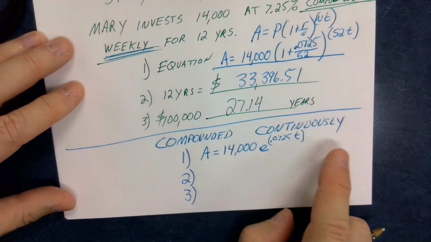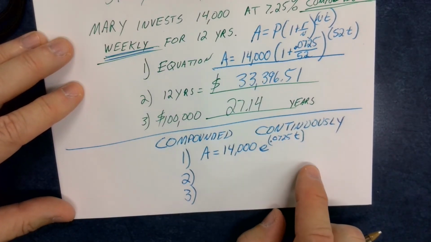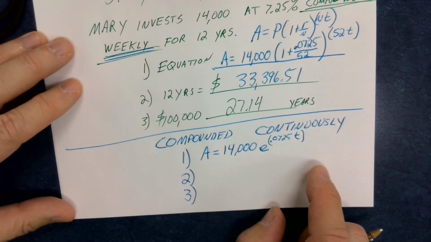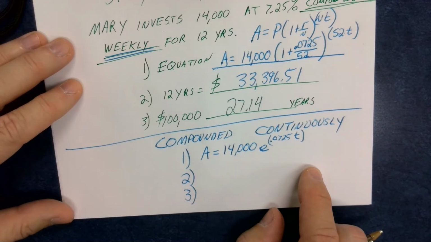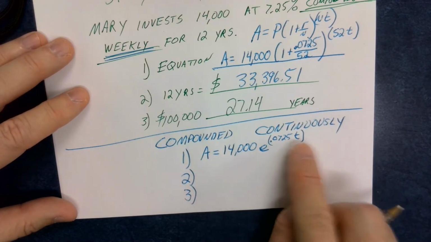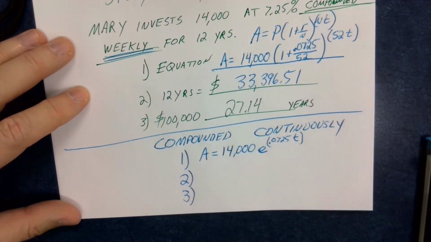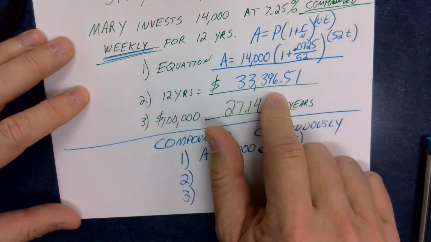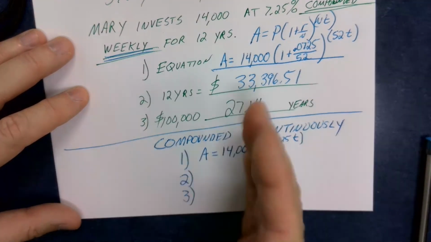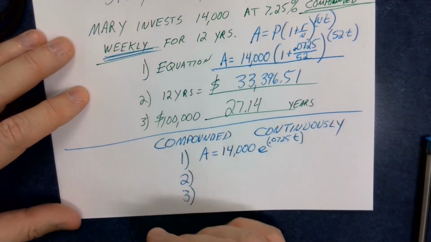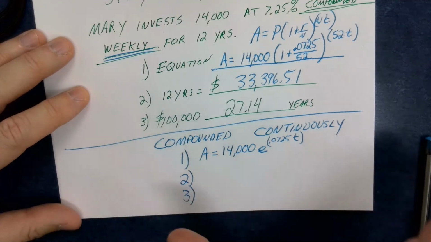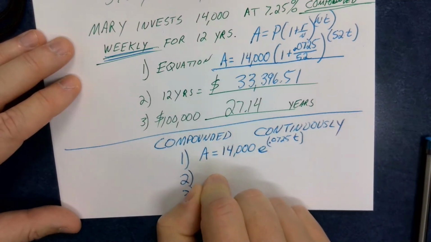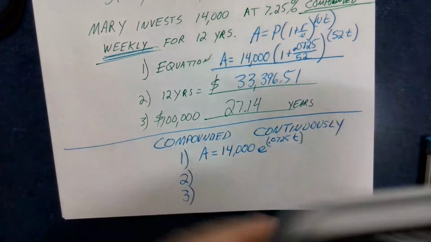Because the compounded continuously formula is the PERT formula. A equals P E to the RT. That should be in our notes. That should be golden. So that's my equation, and then I plug in 12 for this. So, big question, should the monetary difference be that much between paying interest every week and paying interest every millisecond? No. It should not be that much different. It should be more though, right? It better be more. If it's not more, we're like, oh, something's not right.